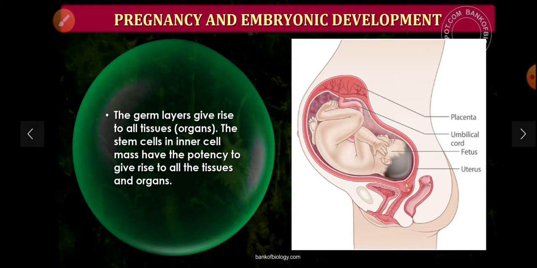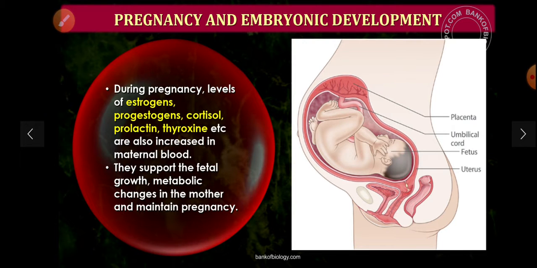During pregnancy, levels of estrogen, progesterone, cortisol, prolactin, thyroxine, etc. are also increased in maternal blood. They support fetal growth, metabolic changes in the mother, and maintain pregnancy. These levels are increased in order to maintain the growth of the developing child.